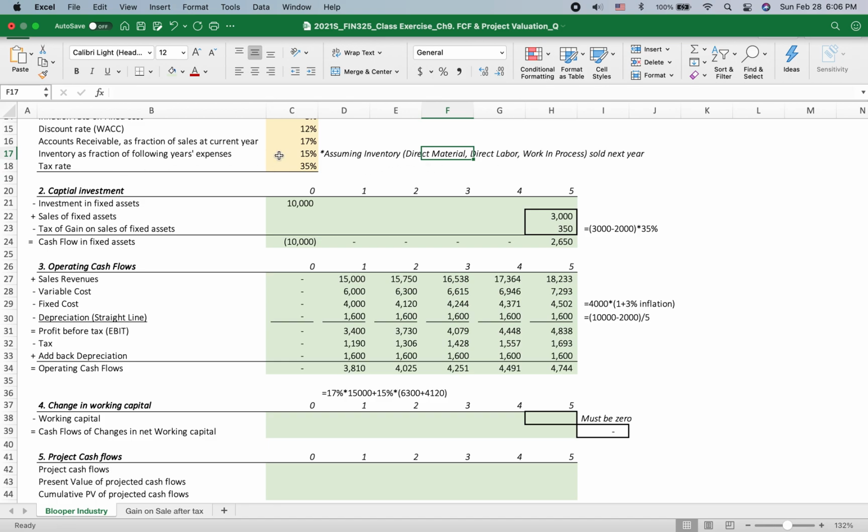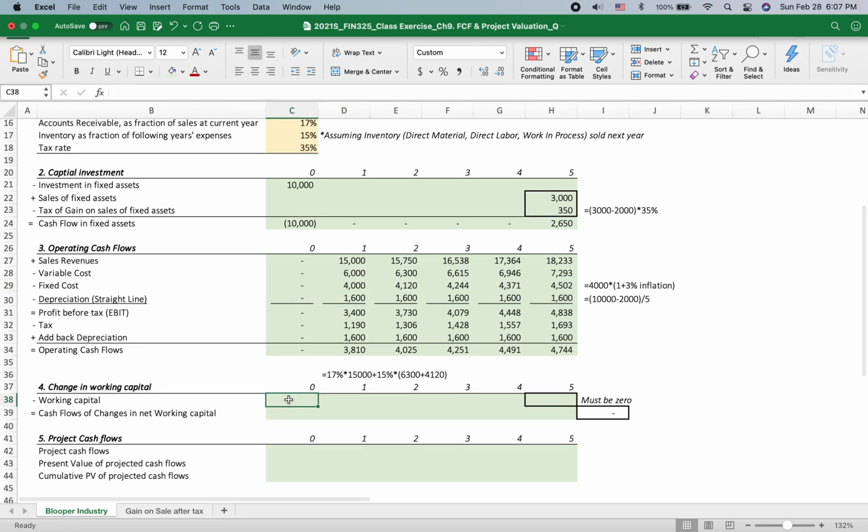So in this case, 70% as a fraction of sales of the current year is accounts receivable, which is working capital in current assets. And then inventory is a fraction of the following year's expense. The reason we assume 15% of the following year's expense, like the variable cost and the fixed cost, is that we assume the inventory, direct material, direct labor, and work in process are still on hand, and will then be used for the finished goods to sell. Okay, so we just set up this 15% as inventory on hand.